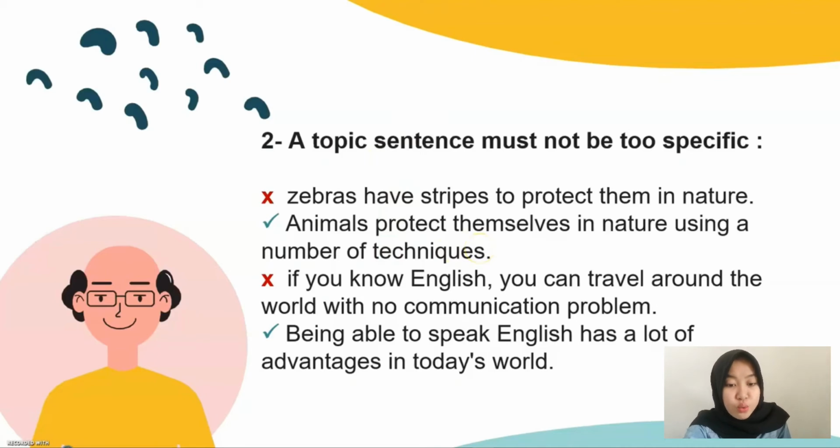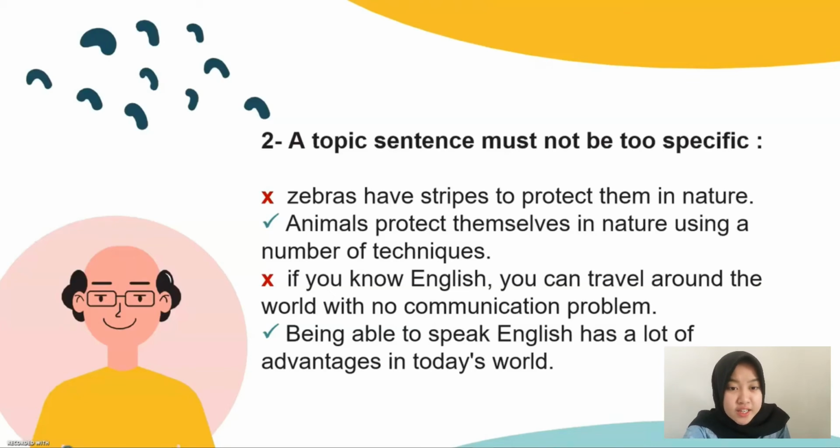Now, this one is not as specific. I'm talking about animals in general, and I'm talking about a number of different techniques. Now, it's actually not as specific as zebras having stripes to protect them in nature, and I can easily develop that into one paragraph.